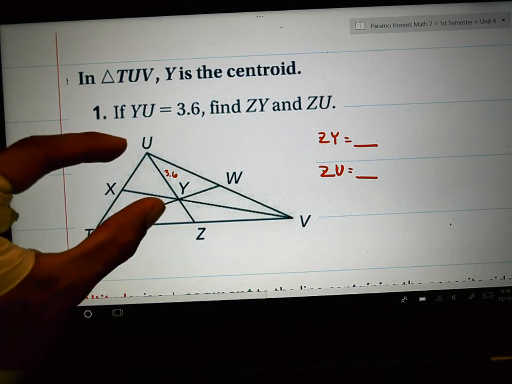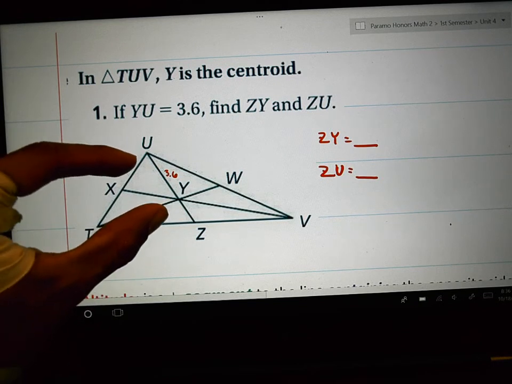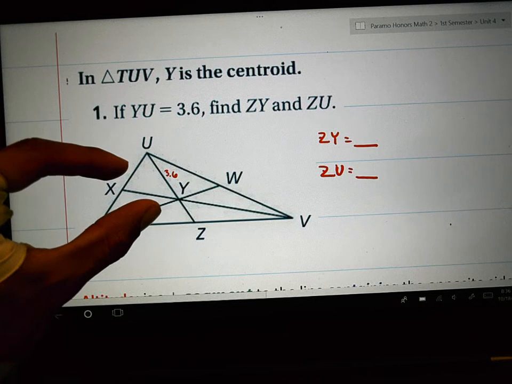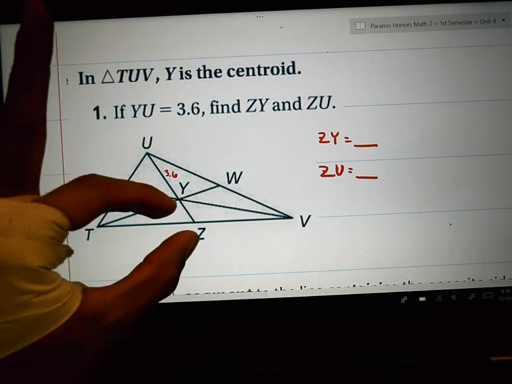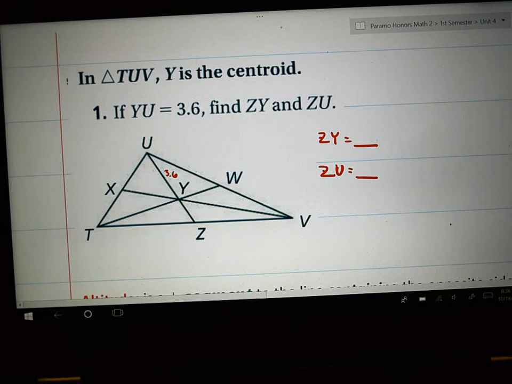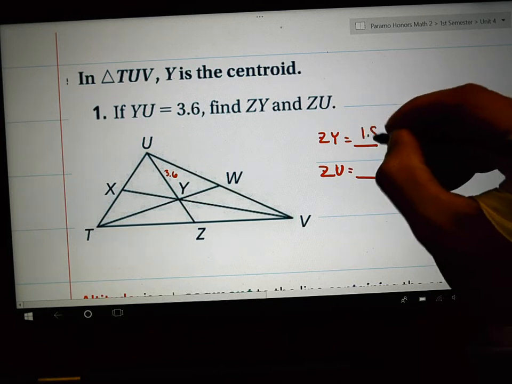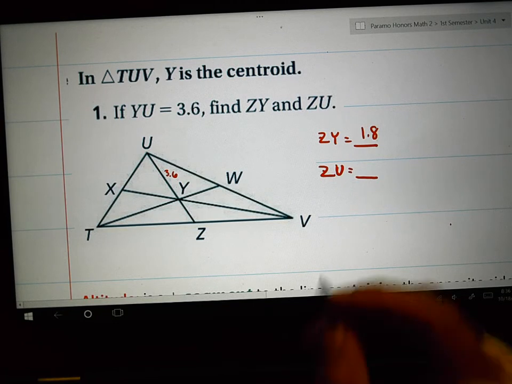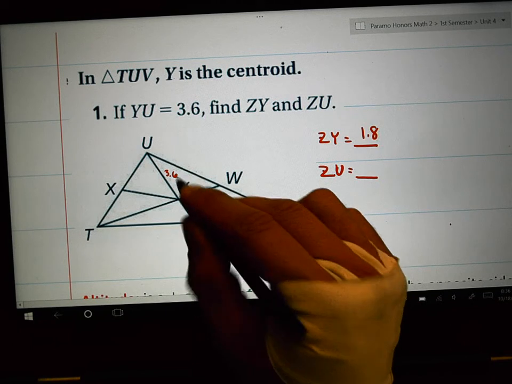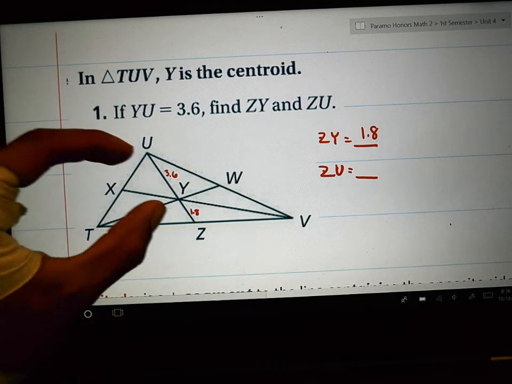So I'm hoping you know that YU is 3.6. This is on the 2/3 part, which means that you should be able to figure out what YZ is by dividing it by 2. So that makes YZ how much? Say it out loud. 1.8 is what most of you said. That's correct.